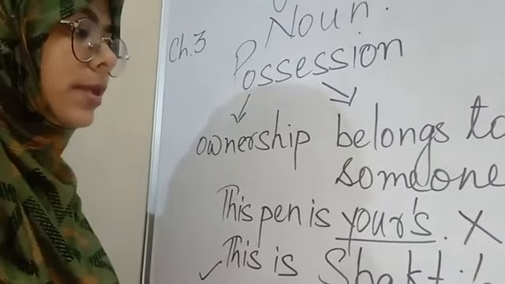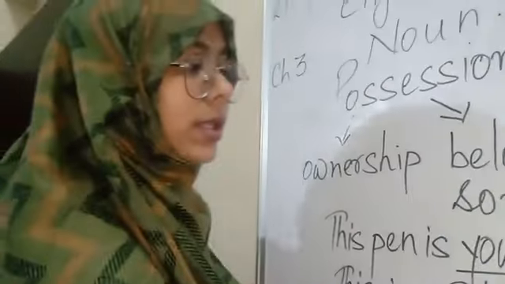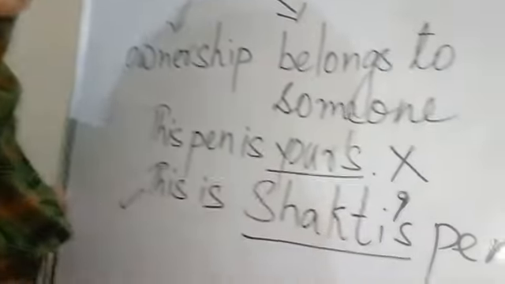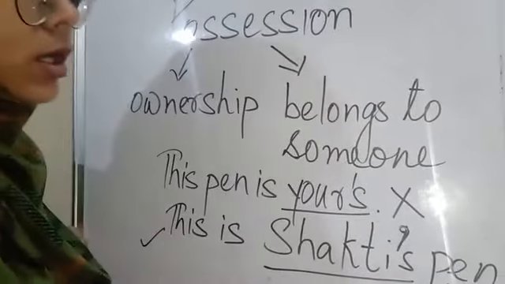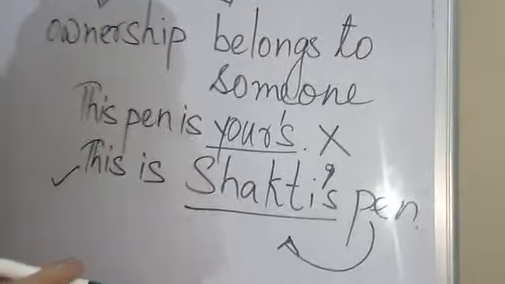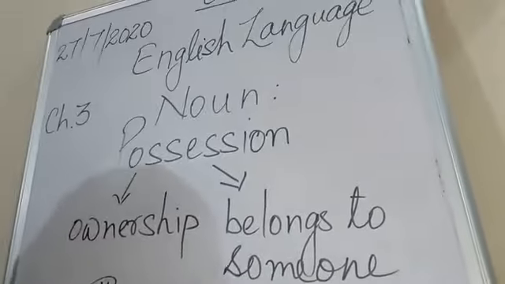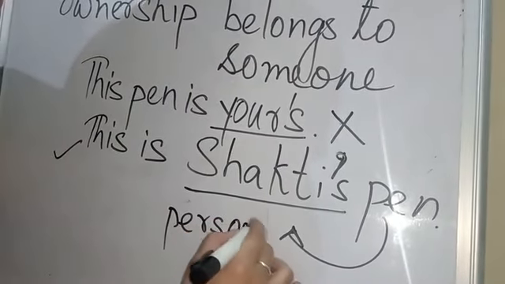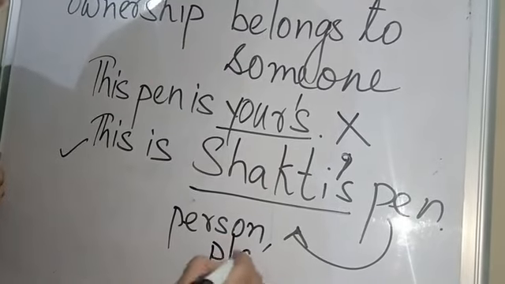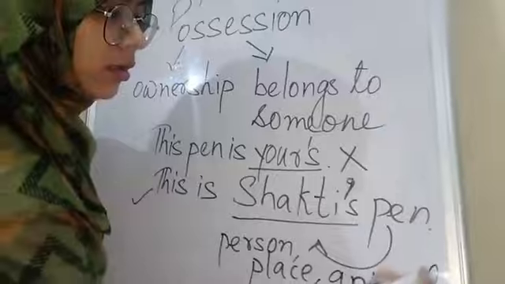Why is the sentence correct? Because the word here, Shakti, is a noun. That's why we have added an apostrophe S to show the belongings. ये पेन है, ये शक्ति को belong करता है. So this is the difference. Possessive noun के लिए वहाँ पर noun का होना ज़रूरी है. Noun यानी there has to be a person, place, animal.